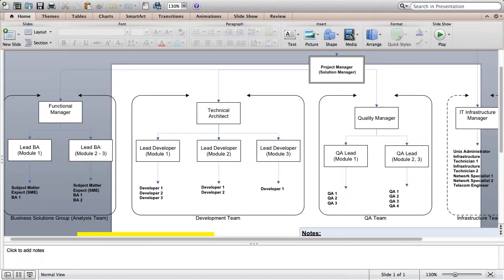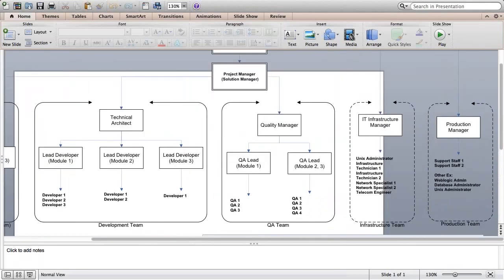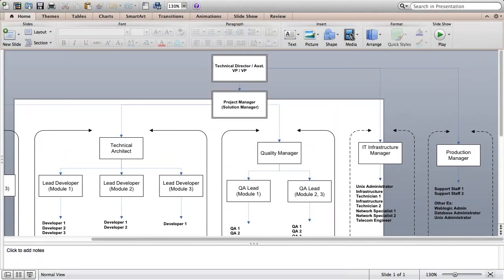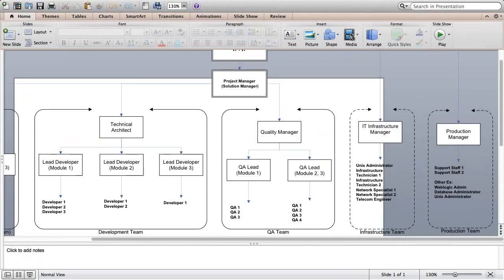Apart from these 3, if you look at the extreme right corner, you have another 2 teams which are not reporting to your project manager. They are actually reporting to your technical director or an AVP or a VP. Can anyone tell me why these 2 groups are not reporting to a project manager? Why are they reporting to someone who is the head of the project manager?